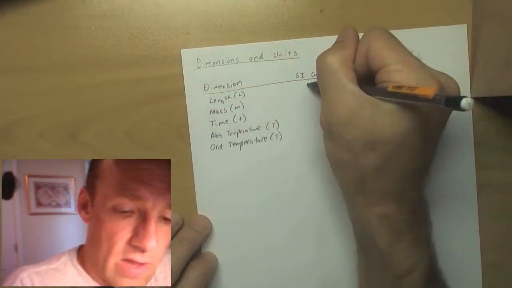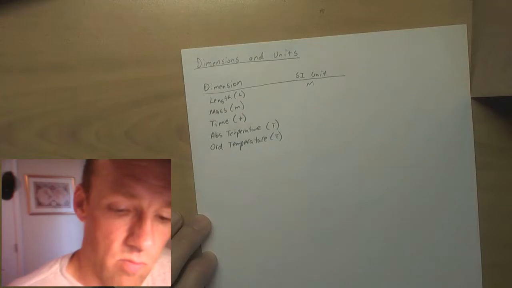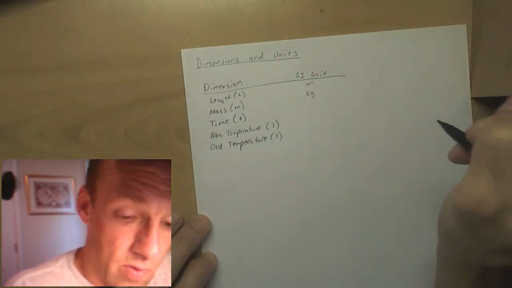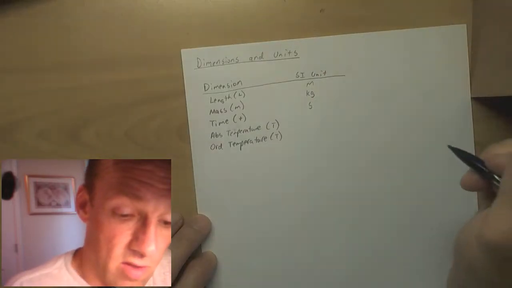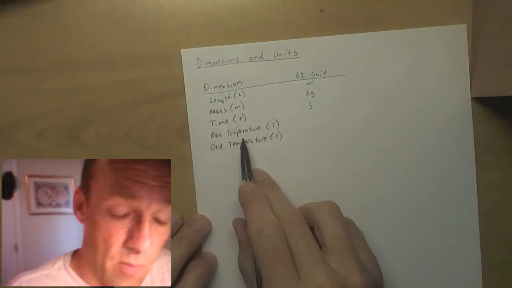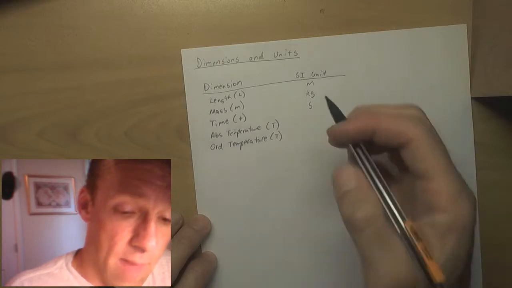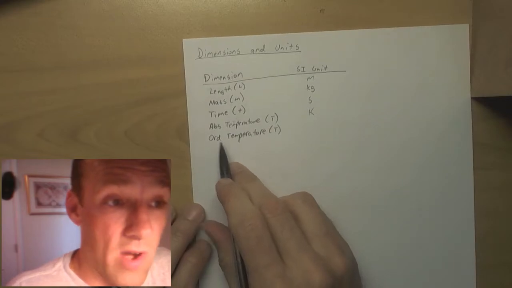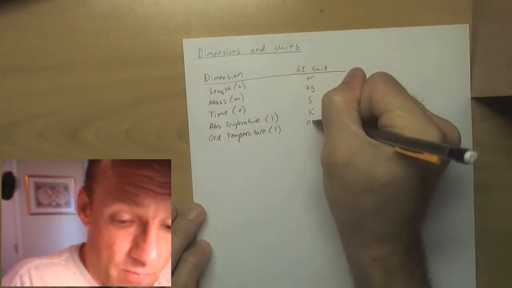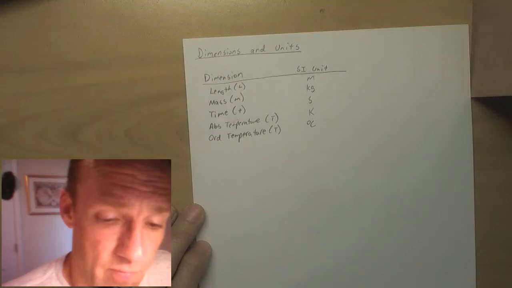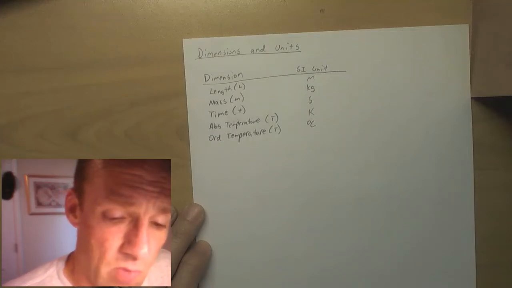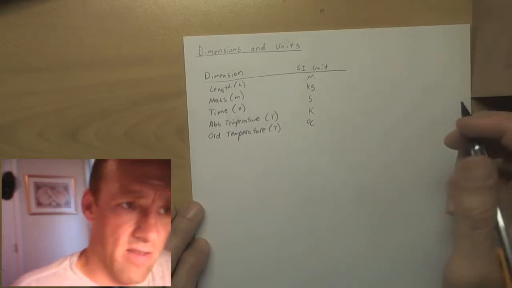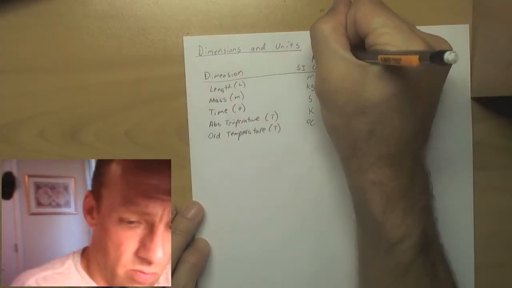And so the SI unit for length is meters. SI unit for mass is kilogram. SI unit for time is seconds. And then temperature, absolute temperature is given in Kelvin. And ordinary temperature is in degrees C. Okay. Many of these should be familiar to you. Okay, but these are the base units.